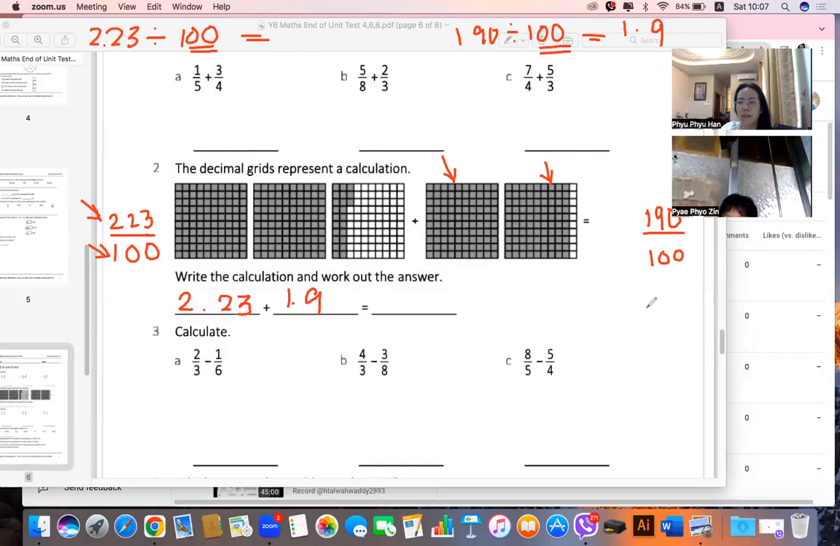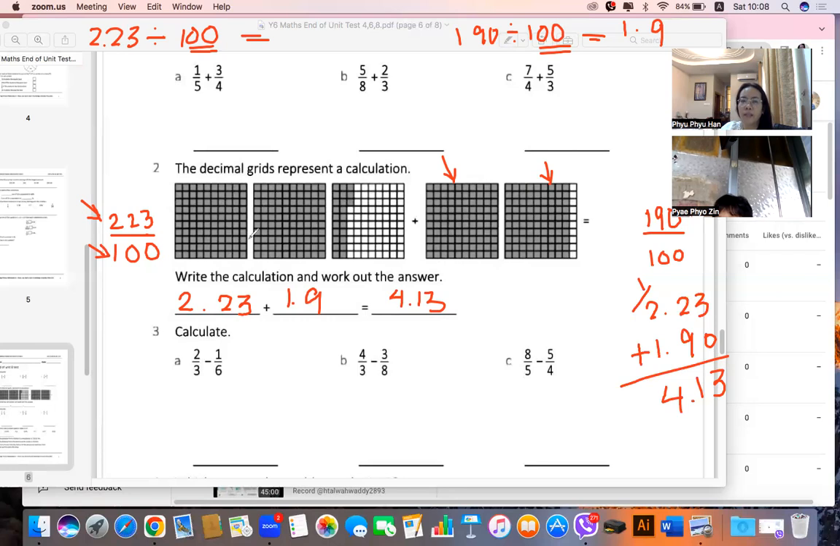Now we will add. So you add 2.23 plus 1.90. What do you get? 3. Then 2 plus 9, what do you get? 11. So I write 1 here and carry 1. What do you get? 4. And there are 2 decimal places, so when you get the answer, you also put 2 decimal places. So your answer is 4.13. You must know how to do it like this.